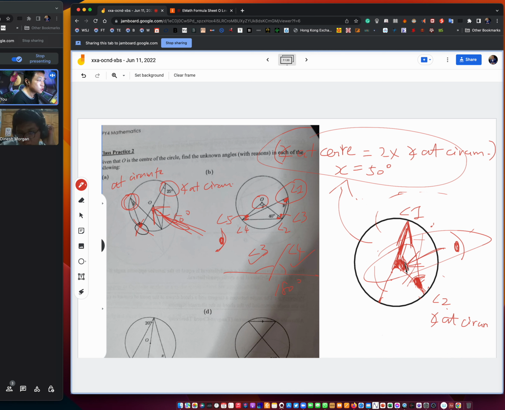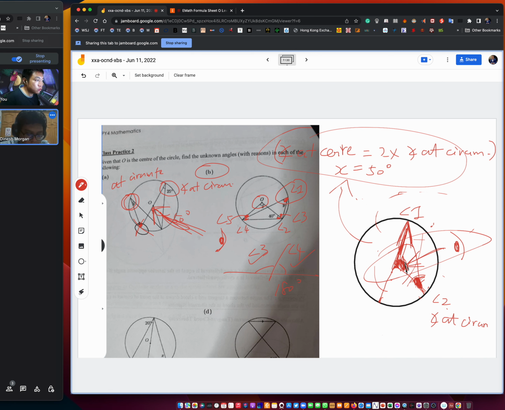So, you are right to say there are many angles at the circumference. But for part B, there is only one that has a two times relationship. The rest are angles at circumference, but they don't have this. That means the rule that angle at center equals two times angle at circumference does not apply to the other angles. Make sense?